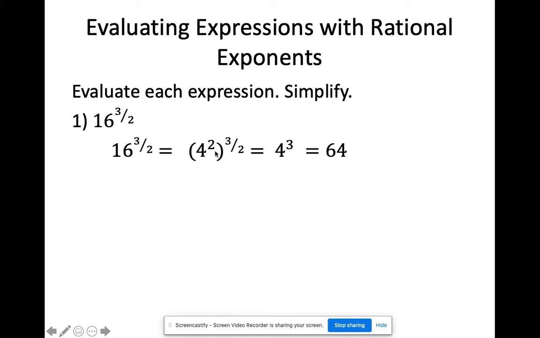Or you just simply multiply: 2 times 3 is 6, and 6 divided by 2 is 3. So you get 4 raised to the third. The answer is 64.